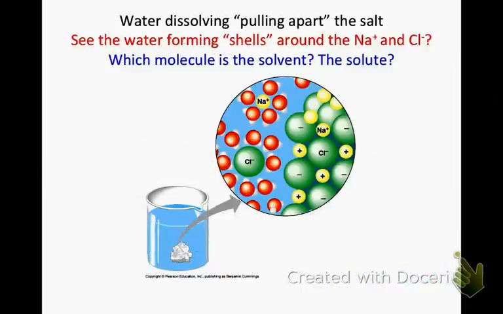So if we look at this picture, it says, see the water forming shells. See, it is circling that sodium and that chlorine that made up salt. And in this picture, which one's going to be your solvent? That's right, water. And what's going to be your solute? What's it breaking up and dissolving? Awesome.